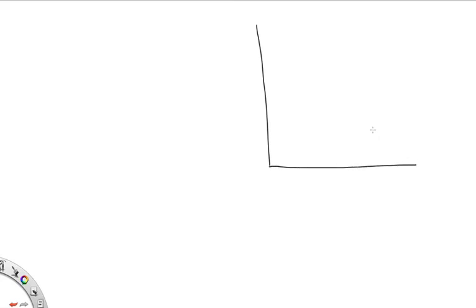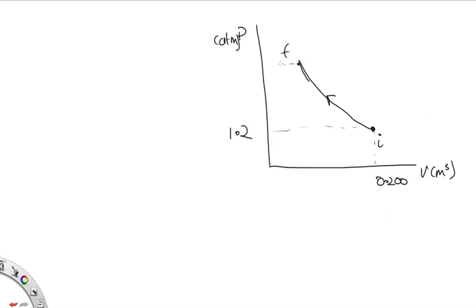Now we're told that it's an adiabatic compression, so it's going to go from some initial state to some final state with a smaller volume along an adiabatic type curve. So up like that. Okay, we're told its initial pressure is 1.2 atmospheres and its initial volume is 0.200 meters cubed. Its final pressure is 2.4 atmospheres, and we're not told its final volume.